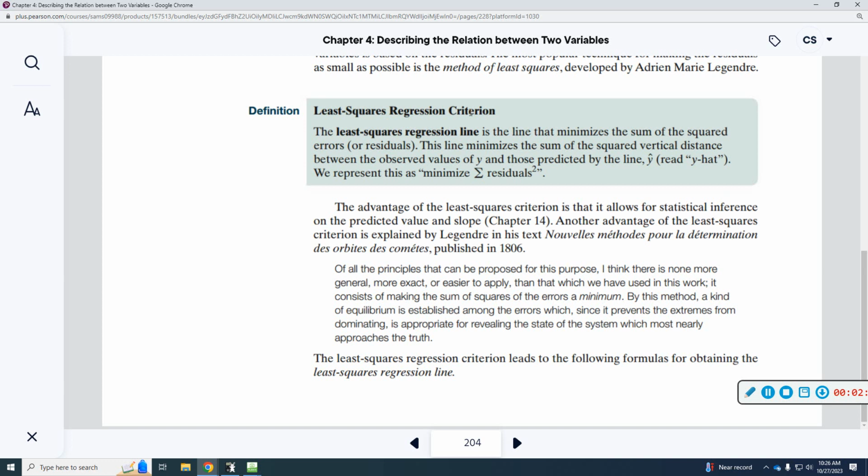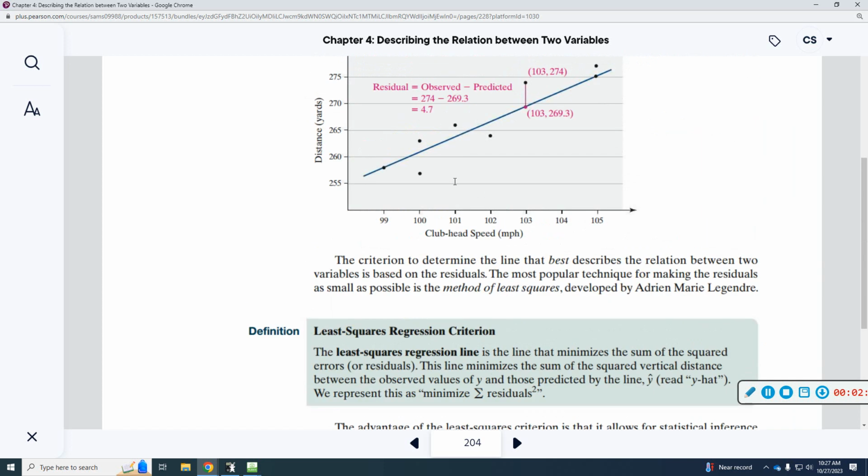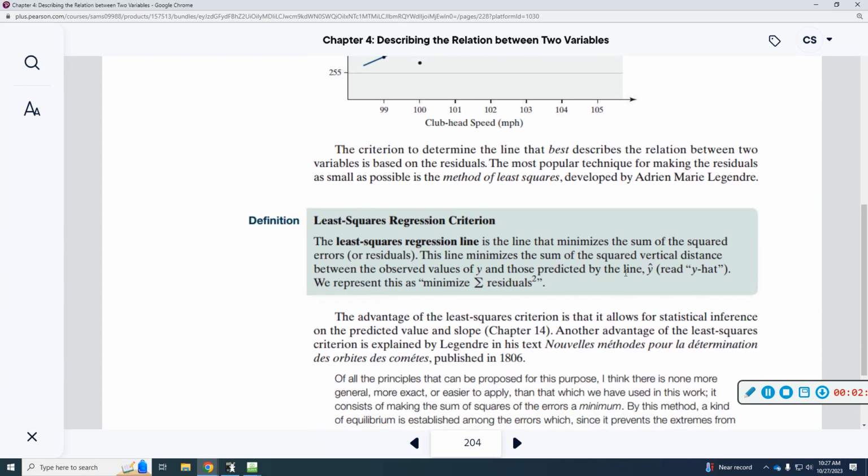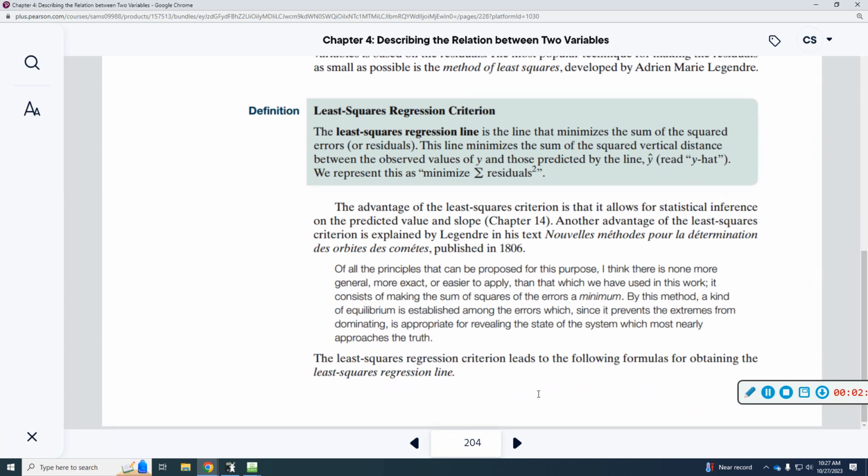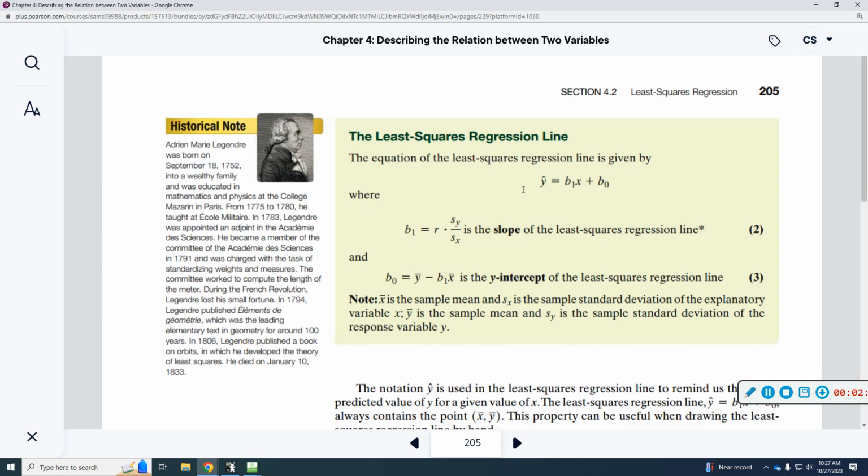And then here's just a definition of the least squares regression line: the line that minimizes the sum of squared errors, or residuals. So you can draw several lines, but the line that makes the residuals squared the smallest, that's the one we want. Here's a little bit more on the interpretation of the least squares regression line.